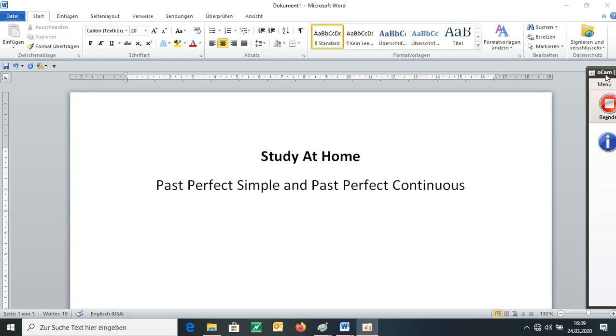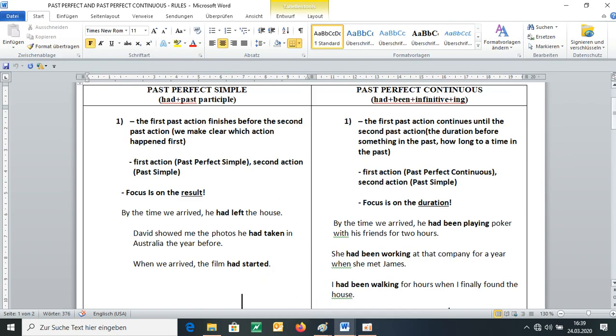Today we're going to start with the past perfect simple and the past perfect continuous. So take a look at that. Past perfect simple and past perfect continuous. How do we form it first of all? The past perfect simple is formed with the verb had plus the past participle. For the past participle, I would like you to revise and check the material from the first semester. And the past perfect continuous is formed with had plus been, the infinitive of the verb, and the ing at the end.